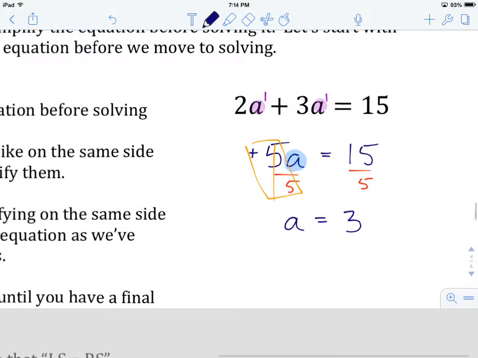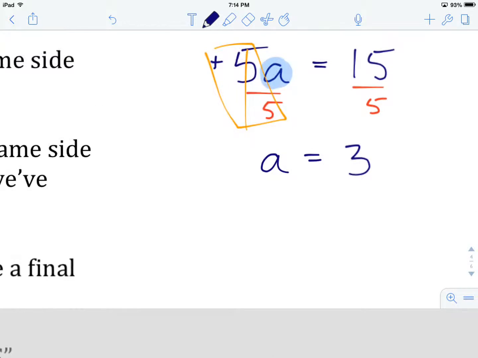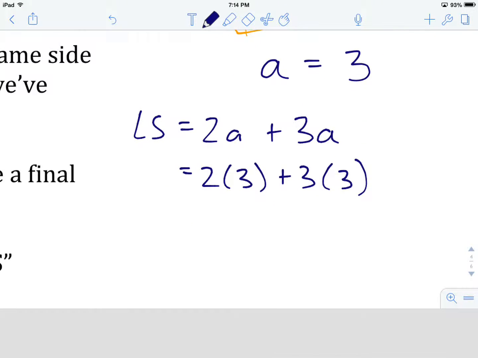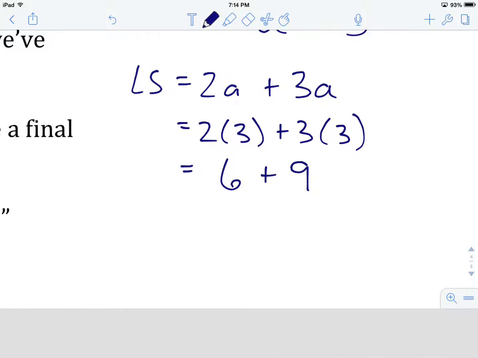So now we're going to do a check. So let's do our check to see if this is correct. We have on the left side of our equation, 2a plus 3a, and we think that a is going to be equal to 3. So let's substitute in values of 3 every time we see an a, and now let's do some math. So this is actually multiplication here, and then we're going to add the product of this multiplication here. So we have 2 times 3 gives us 6, plus 3 times 3, which is 9. And 6 plus 9 is going to give us 15.